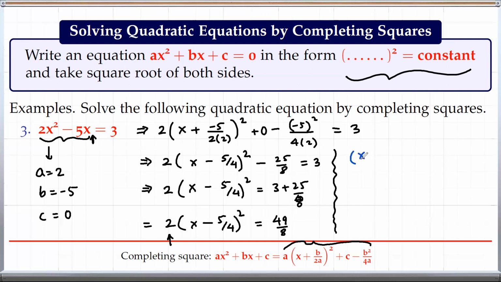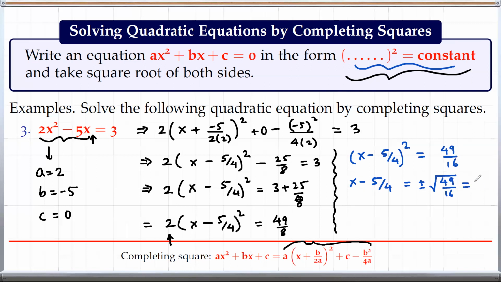So you can divide both sides by 2. Then that will give us x minus 5/4 squared equals 1/2 times 49/8, which is 49/16. So this is exactly in this format. Now we can take the square root of both sides. On the left, we get x minus 5/4 equals plus or minus square root of 49/16. So the square root of 49/16 is simply 7/4. The square root of 49 is 7. The square root of 16 is 4.